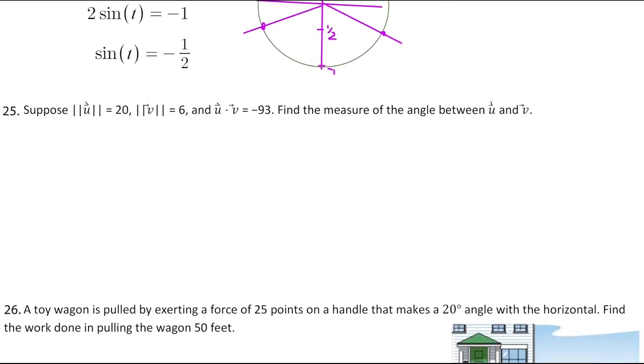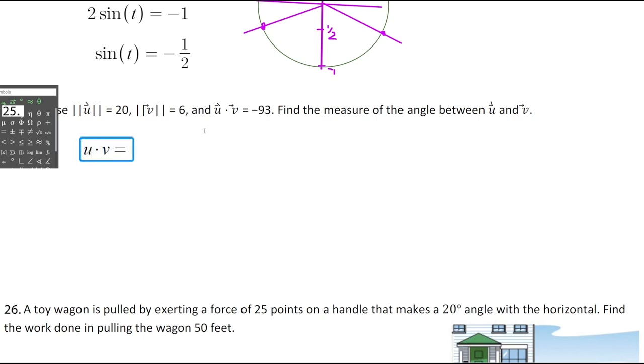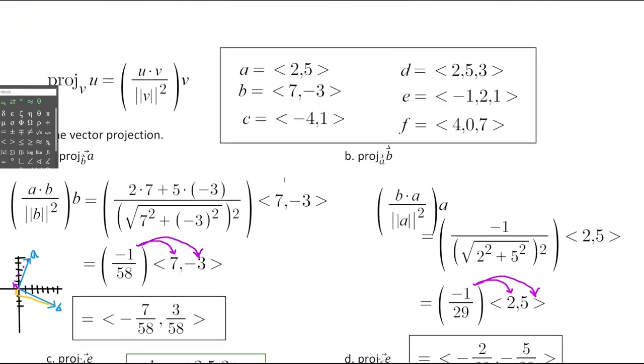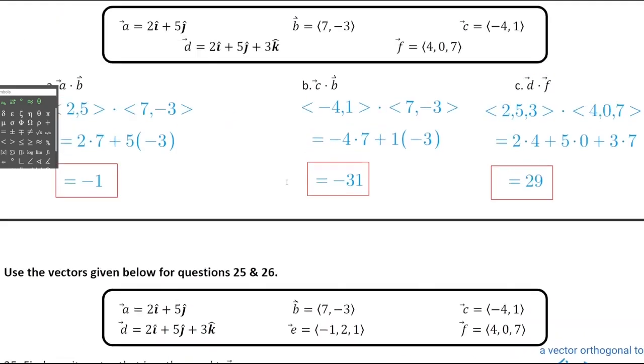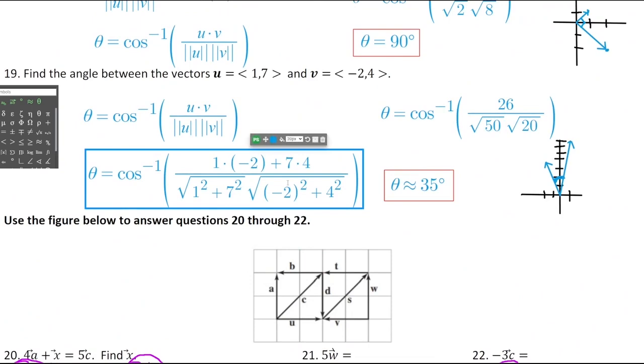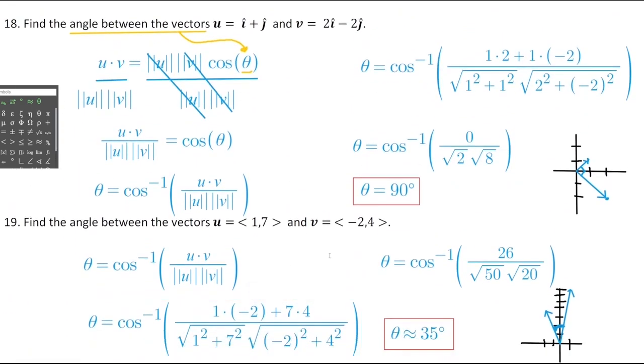So 28, we're given the magnitudes of two vectors, and we're given the dot product of the two vectors. We want to measure the angle between the two vectors. So really what we're going to do here is use the alternate dot product formula and rearrange it a little bit to measure the angle between these two. We did that before, which problem was that? Yeah, we did that on 18 and 19.